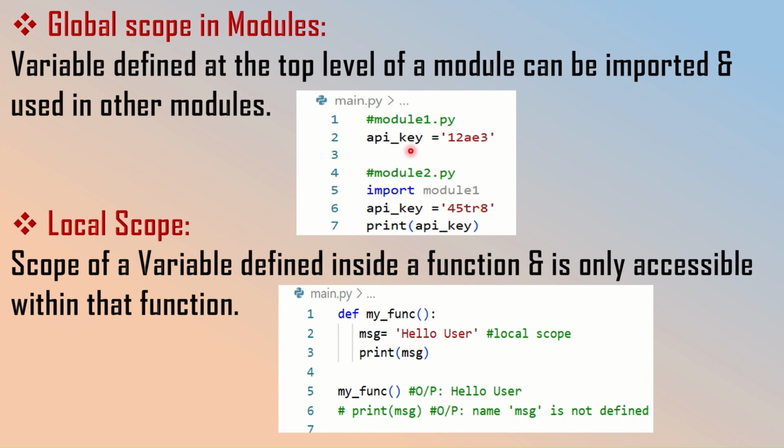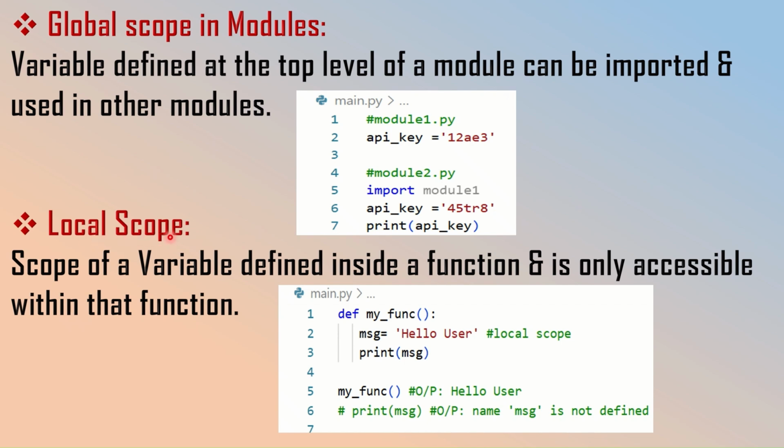So like this, if you want to access variables that are declared globally in one module in another module, you can follow this format. So this is about the global scope of variables in modules. Now let's talk about the second type of scope, which is the local scope.